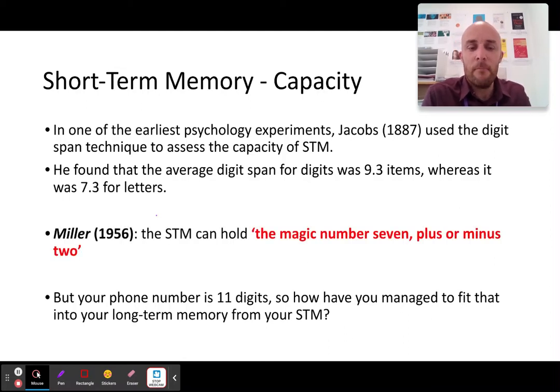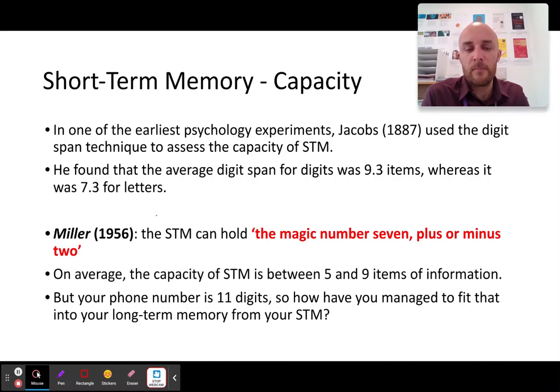Miller is also something you do need to know. Miller, 1956, came up with the magic number 7 plus or minus 2. That's the best way to describe the capacity of short-term memory: 7 plus or minus 2. What that means, by the way, is most people fall between 5 and 9. 7 plus or minus 2 is basically 5 to 9. People will remember 5 to 9 items.